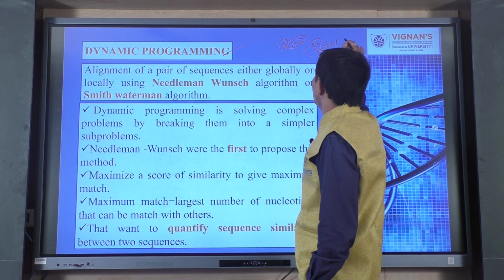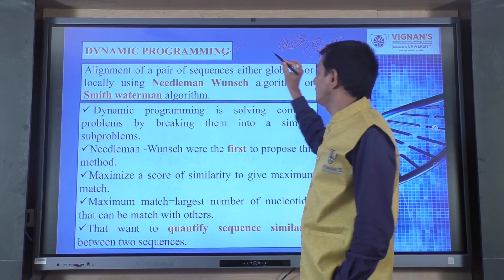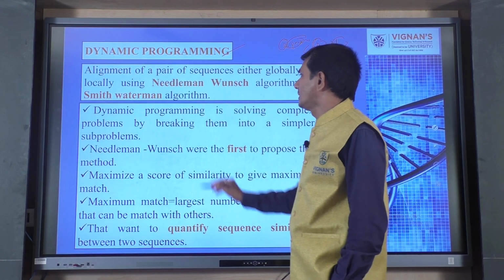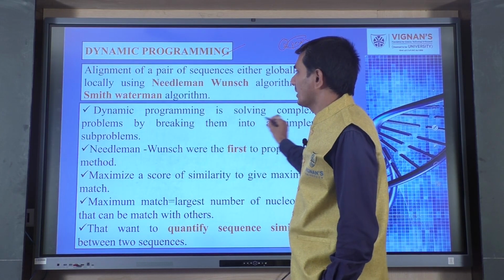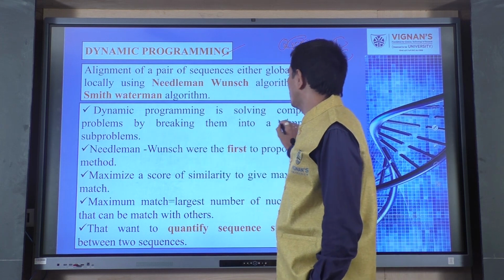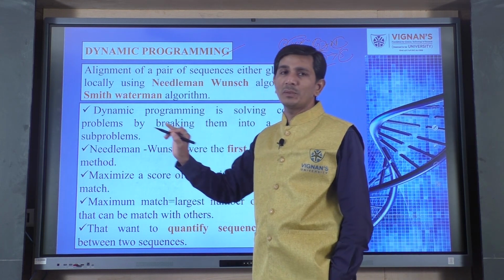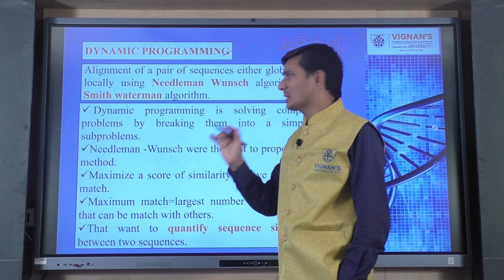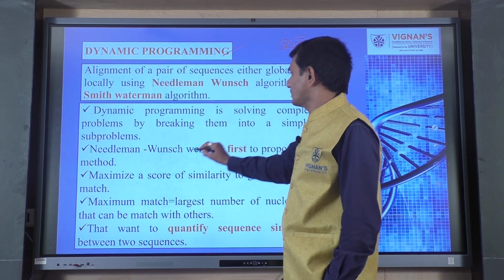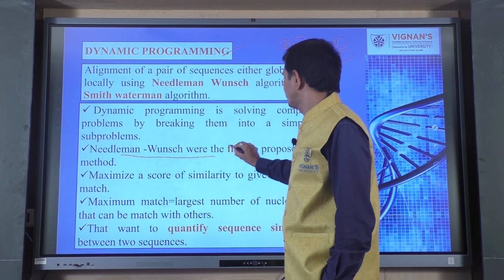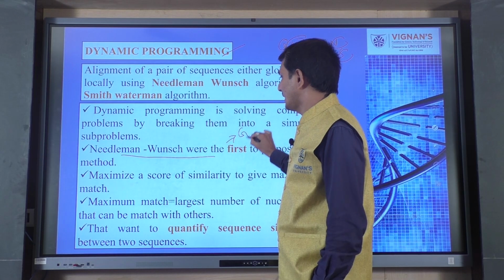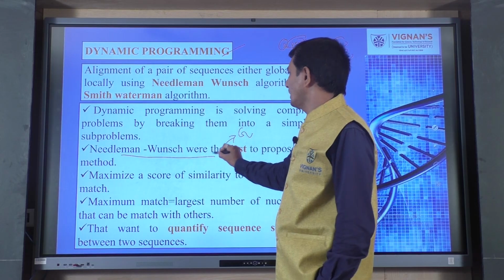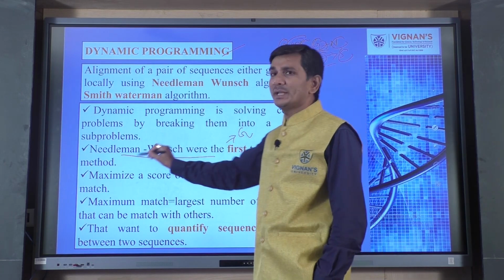For global alignment we will make use of the Needleman-Wunsch algorithm, and for local alignment we will make use of the Smith-Waterman algorithm. Dynamic programming is nothing but solving complex problems by breaking them into simpler sub problems. The first algorithm is the Needleman-Wunsch algorithm, which is used for global alignment. Needleman and Wunsch were the first to propose this method.